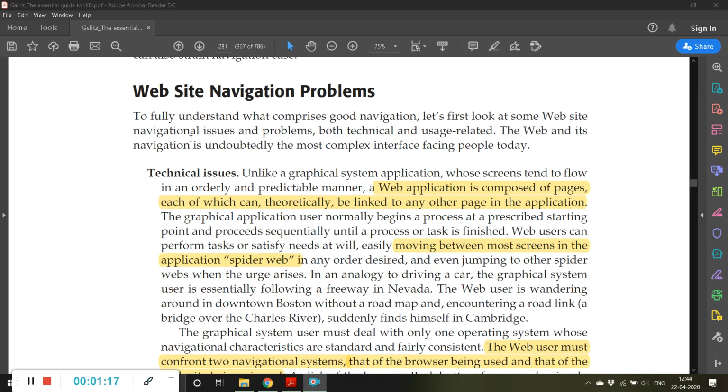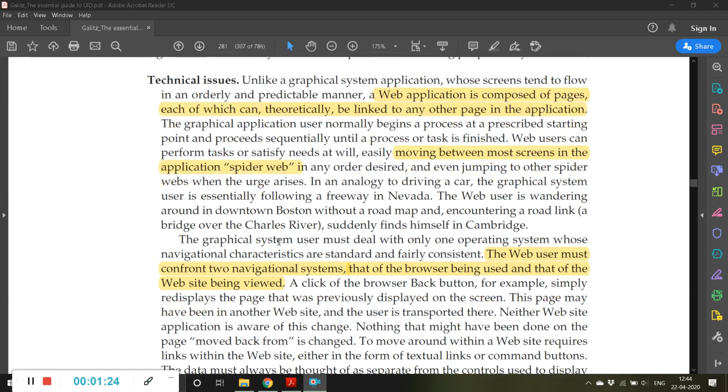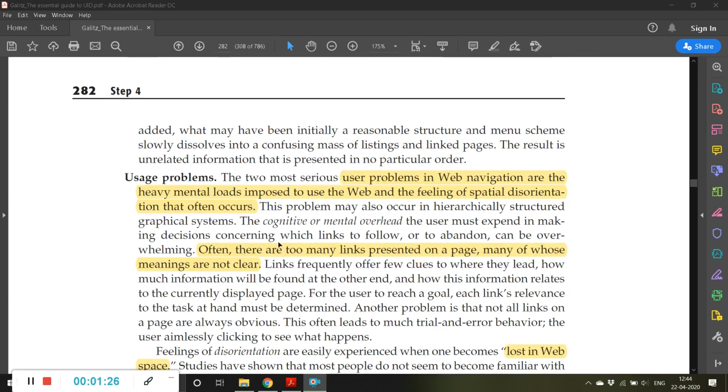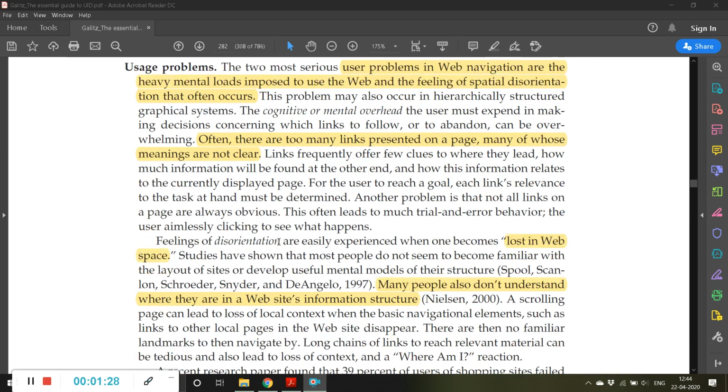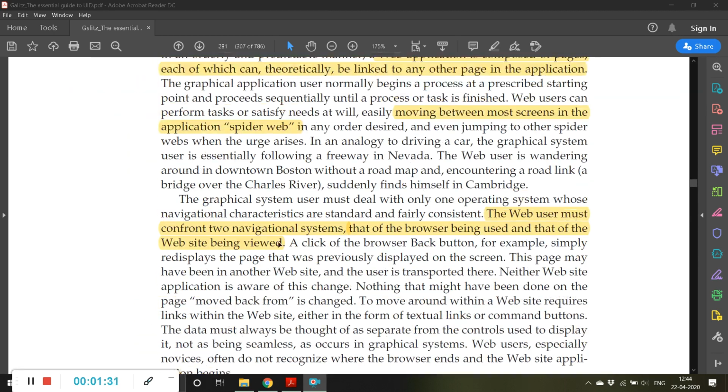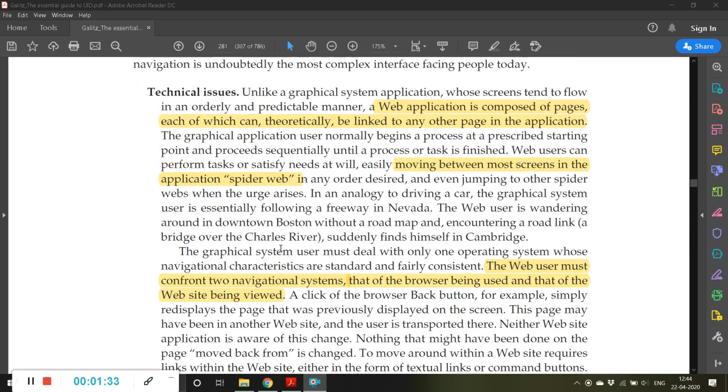So let us understand some of the website navigation problems. These can be divided into technical issues and usage problems. The first one is technical issues. The second one is usage issues. So what are some technical issues? A web application is composed of pages, each of which can theoretically be linked to any other page in the application. So we have seen many websites.